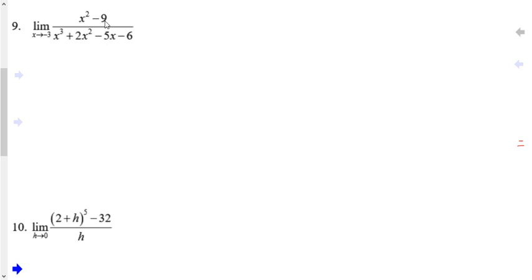In the denominator, actually, this would have been a -27 because it's a -3 cubed, plus an 18, minus 5 times -3 will be plus 15, minus the 6. And what do we get? We get 0. So again, we're getting 0 over 0.